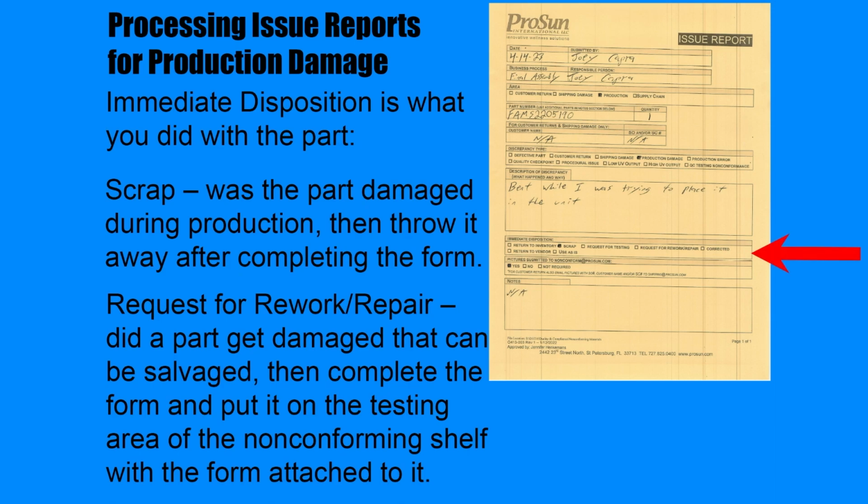The immediate disposition is what you do with the part. Scrap is when a part is damaged during production and thrown away after completing the form. If a part gets damaged that can be salvaged, then complete the form and put it on the testing area of the non-conforming shelf with the form attached to it.